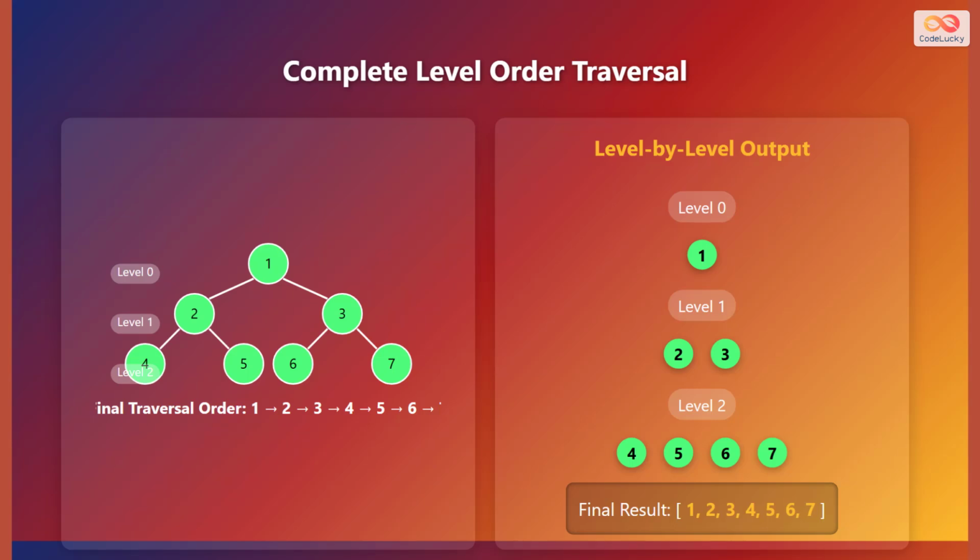After completing the Level Order Traversal, each node in the tree has been visited and processed. On the left, the tree is displayed with all nodes marked as processed. The final traversal order is 1, 2, 3, 4, 5, 6, and 7. On the right side of the slide, you can see the level-by-level output. Level 0 contains node 1, Level 1 contains nodes 2 and 3, and Level 2 contains nodes 4, 5, 6, and 7. The final result is the list containing all nodes in level order, which is 1, 2, 3, 4, 5, 6, and 7.